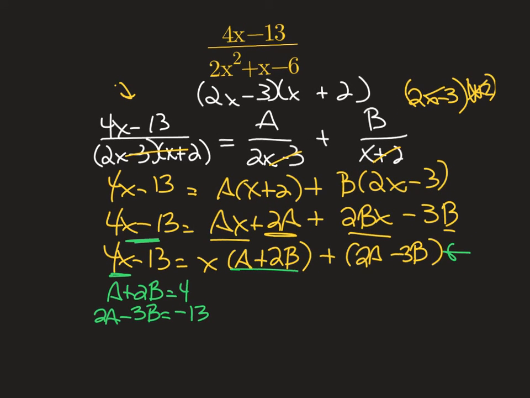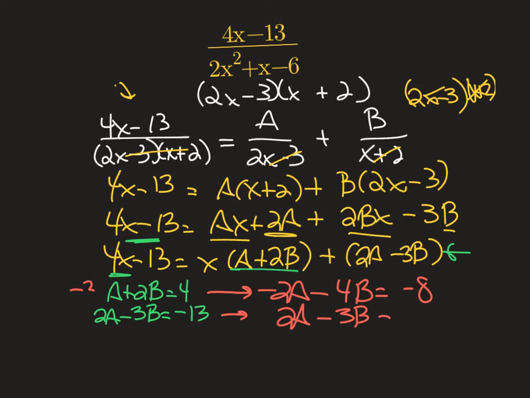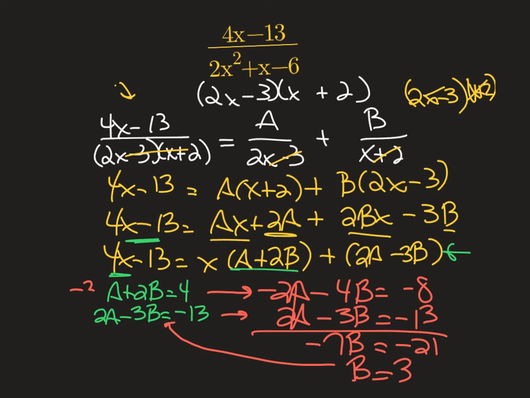What I'm going to do is multiply this one by negative 2. So it gives me negative 2a minus 4b. Don't forget the right-hand side, negative 8. Bring this one over. 2a minus 3b is negative 13. So those are gone. Negative 7b is negative 21, which means b is 3. And if b is 3, I can plug it back in right up here. It gives me a plus 6 is 4, which means a is negative 2. So there's my a, there's my b.